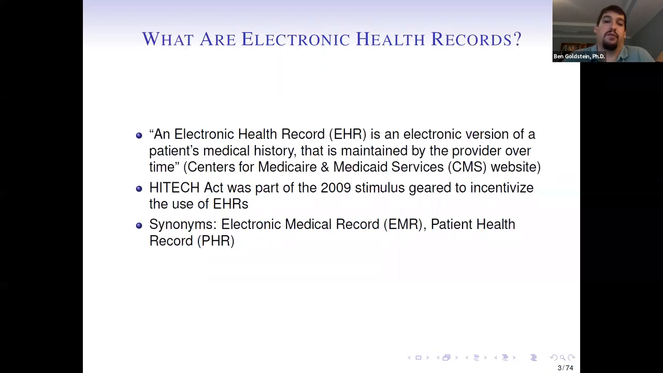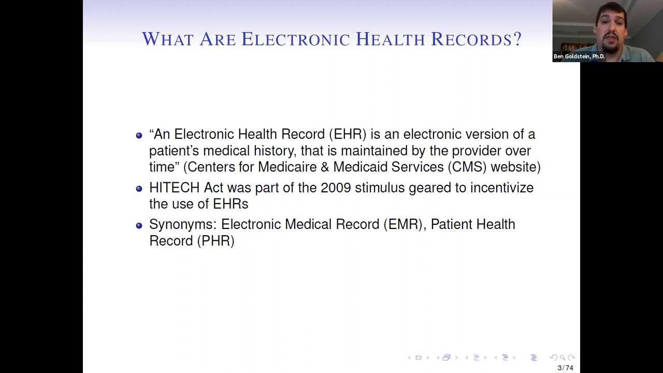So just to really start from the basics, what are electronic health records? There's lots of different definitions. I like this very general definition from CMS, which is an electronic health record is an electronic version of a patient's medical history that's maintained by the provider over time. It's clean, it's simple, but it's very general. It's a compendium of the information that we see about patients who come to see a clinical care provider.